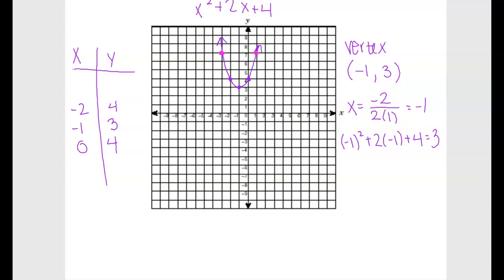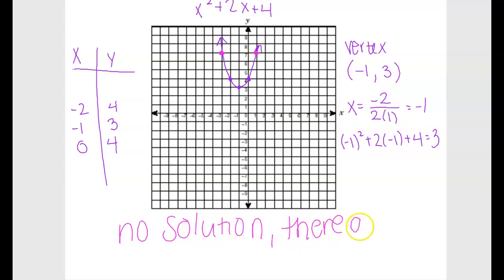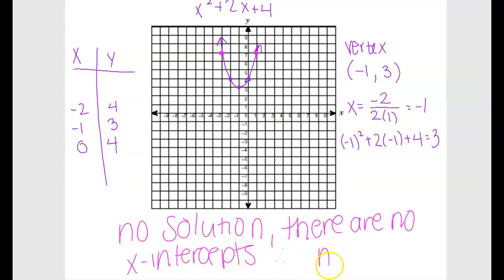So there is no solution. There are no x-intercepts. Therefore, no real zeros.